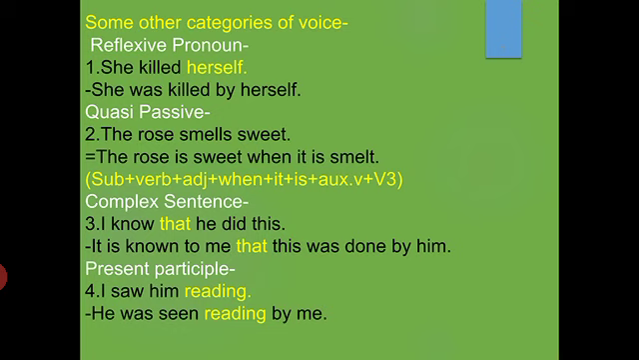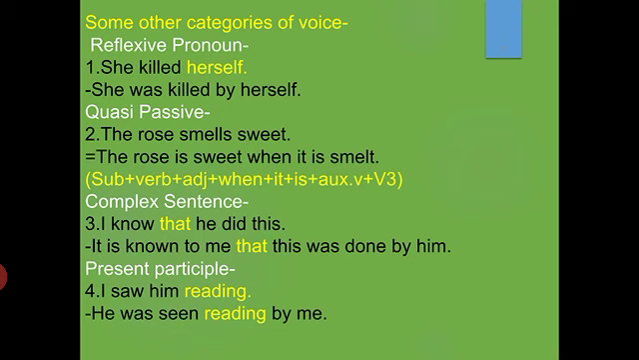Dear viewers, you can see she is the subject in both the active voice and the passive voice. Then was, because kill is V2. Then V3, killed, then by, then herself.